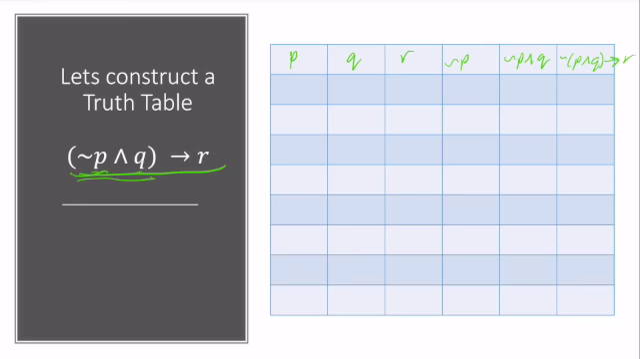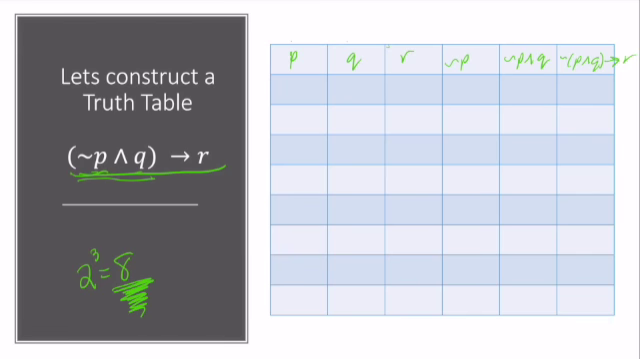Now, I have three different statements. Each of them has two possible truth values. So 2 to the 3 is 8. So there's 8 possible outcomes in my sample space. Just like when we were flipping 3 coins, there's 8 possible outcomes in our sample space. So I'm going to make sure I got all of my possible outcomes.